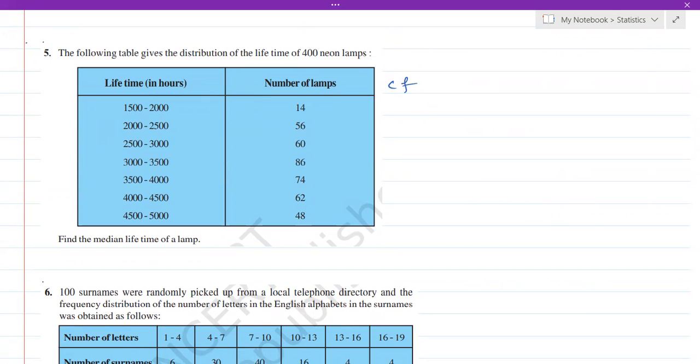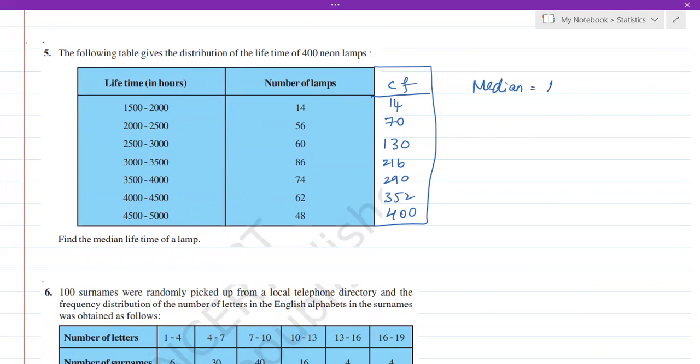So 14 as it is, 14 plus 56 will become 70. 70 plus 60 is 130. 130 plus 86 will become 216. 216 plus 74 will become 290. 290 plus 62 is 352. 352 plus 48 is 400. So we got the value of CF. Now let's find the median.